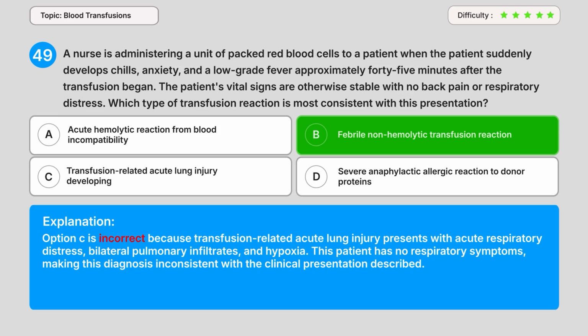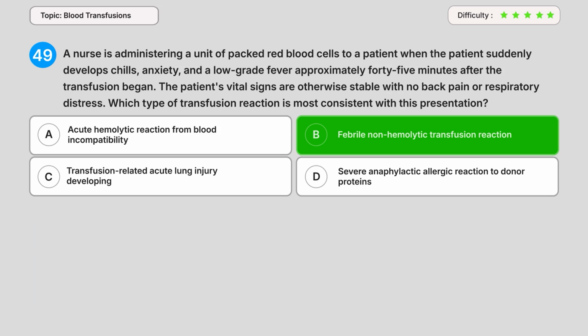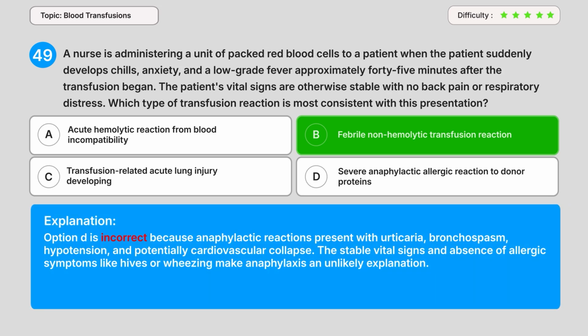Option C is incorrect because transfusion-related acute lung injury presents with acute respiratory distress, bilateral pulmonary infiltrates, and hypoxia. This patient has no respiratory symptoms, making this diagnosis inconsistent with the clinical presentation described. Option D is incorrect because anaphylactic reactions present with urticaria, bronchospasm, hypertension, and potentially cardiovascular collapse. The stable vital signs and absence of allergic symptoms like hives or wheezing make anaphylaxis an unlikely explanation.